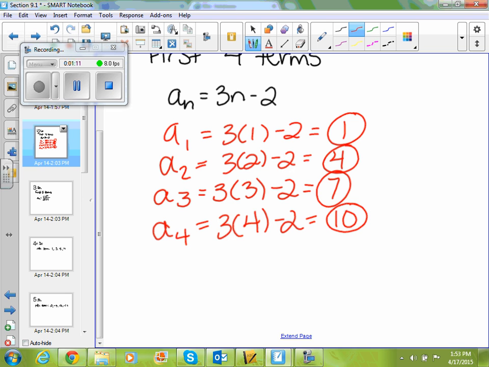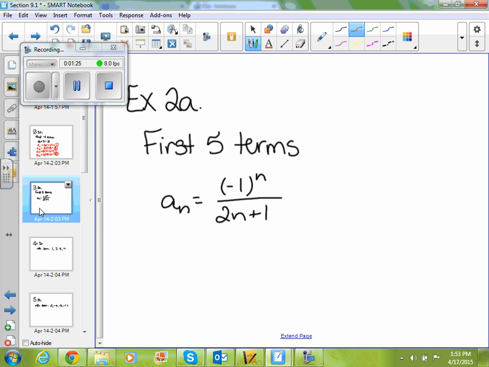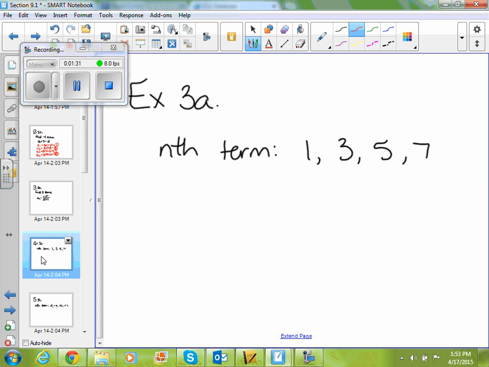Does that make sense how you find your terms? Everybody did really well on that on your pre-test. Do you want me to go over the second one, or does that make sense, finding your terms? Just plug numbers in, 1 through 4. Alright, so I'll skip that one then.